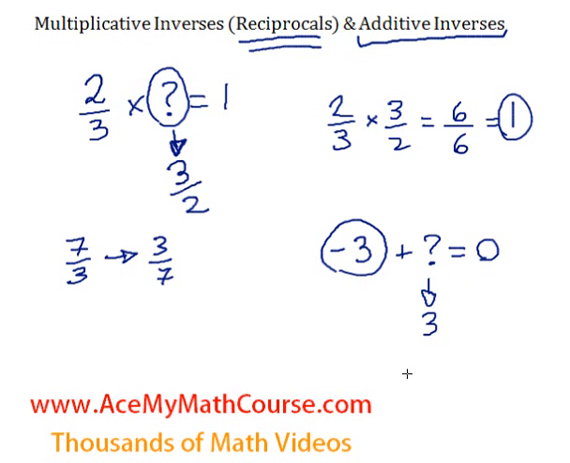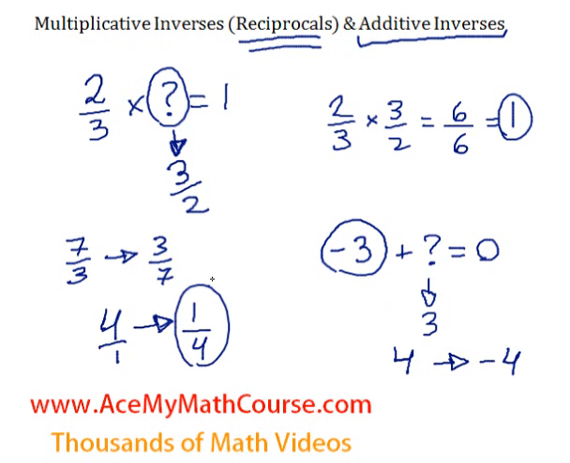So let's say I had something like 4. The additive inverse of 4 would be just negative 4. And note, of course, that the multiplicative inverse of 4 would be 1 over 4. That's good to mention, right? Just because 4 in itself is just 4 over 1. So the multiplicative inverse, or the reciprocal, is just 1/4. That's it.